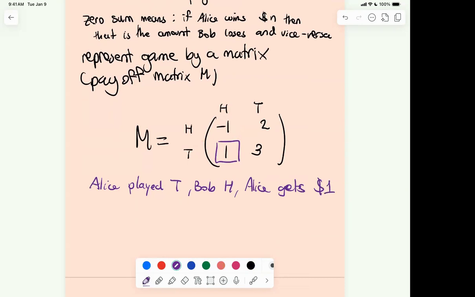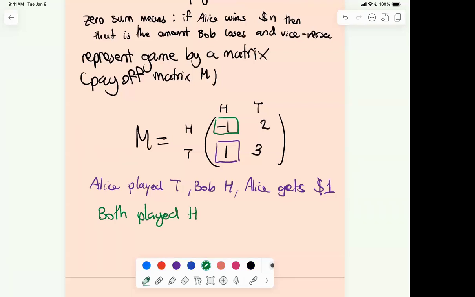That kind of making sense? Now, for example, the one that's a little bit harder to interpret is the one with the negative one. So what is happening here? This is a case where they both played heads, right? And so here they both played heads.